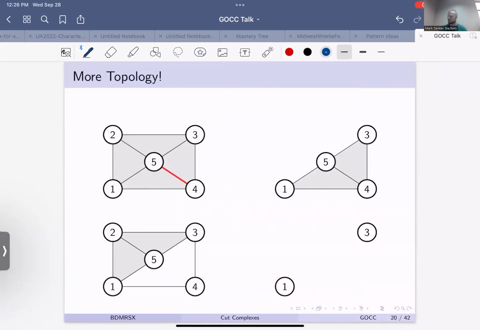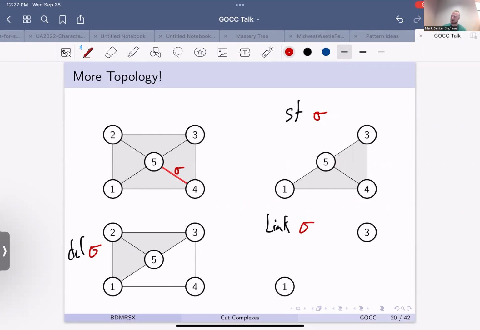Here is a simplicial complex, and here is my face. And so this is the star of my red face. Let's call this red face sigma. This is the deletion of sigma. And this is the link of sigma. So we see here the star of sigma is this facet containing my face sigma.